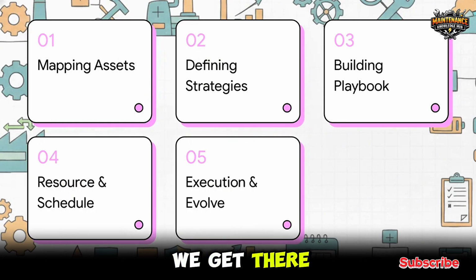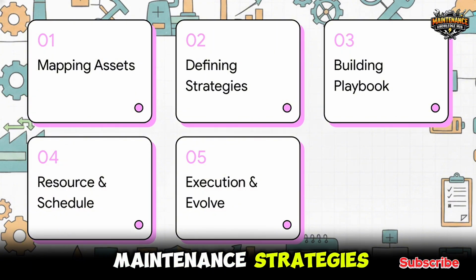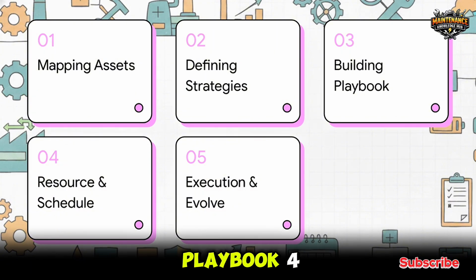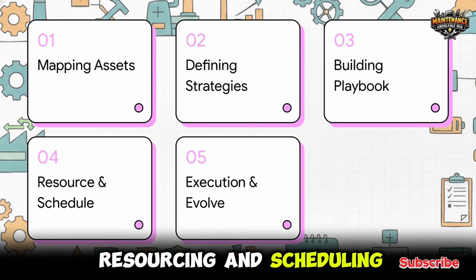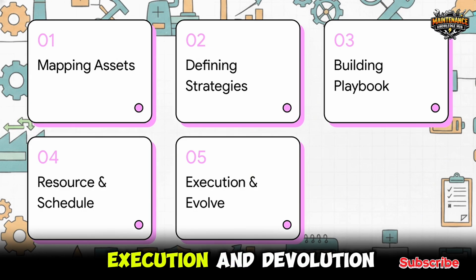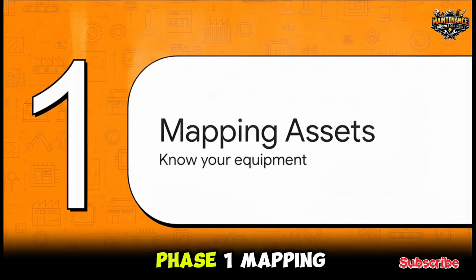So, how do we get there? Here is our agenda to get you from chaos to control. 1. Mapping your assets. 2. Defining maintenance strategies. 3. Building the playbook. 4. Resourcing and scheduling. And finally, 5. Execution and evolution.